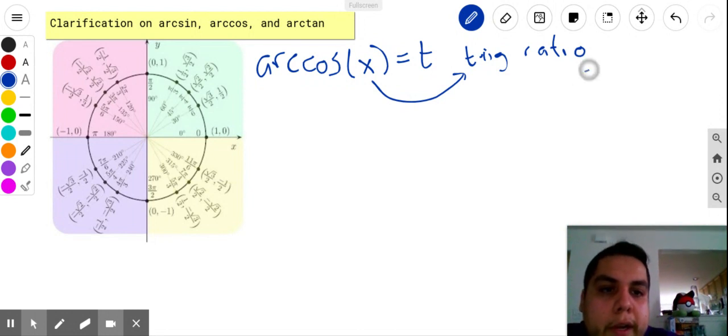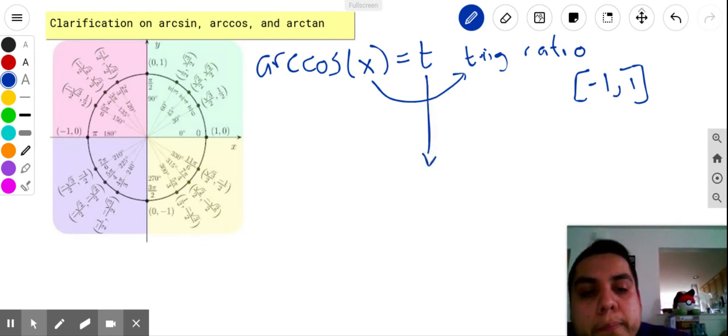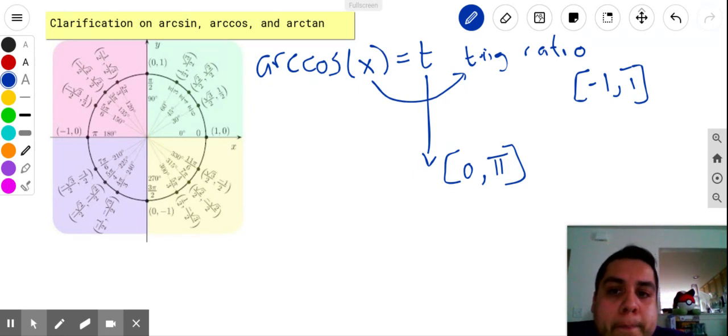And that trig ratio can range from -1 to 1. Anything outside that interval, arc cosine will tell you that it's undefined, which makes sense because cosine only can have values between -1 and +1. But this time, the output will go from 0 to pi, right? Because we want to make sure that the given inputs would be invertible.